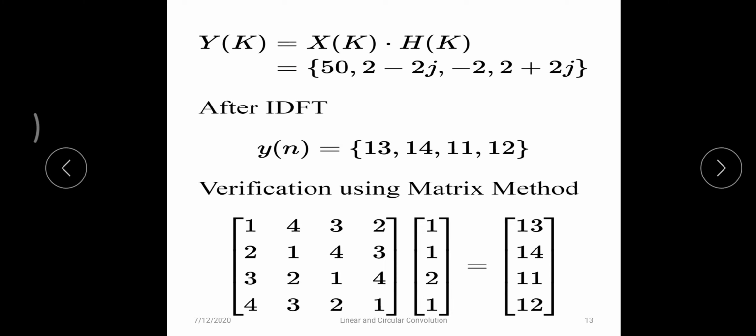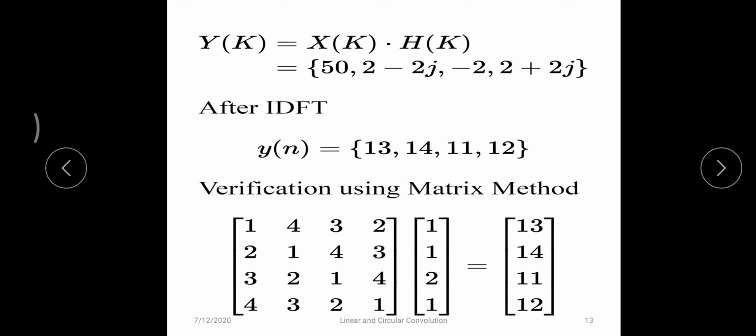To get the time domain signal from the frequency domain, I should go for the inverse discrete Fourier transform. If I take the inverse discrete Fourier transform of this Y of k, either by direct computation of the IDFT or by any FFT algorithm, then the IDFT of Y of k is 13, 14, 11, 12. This is nothing but the output of the system.